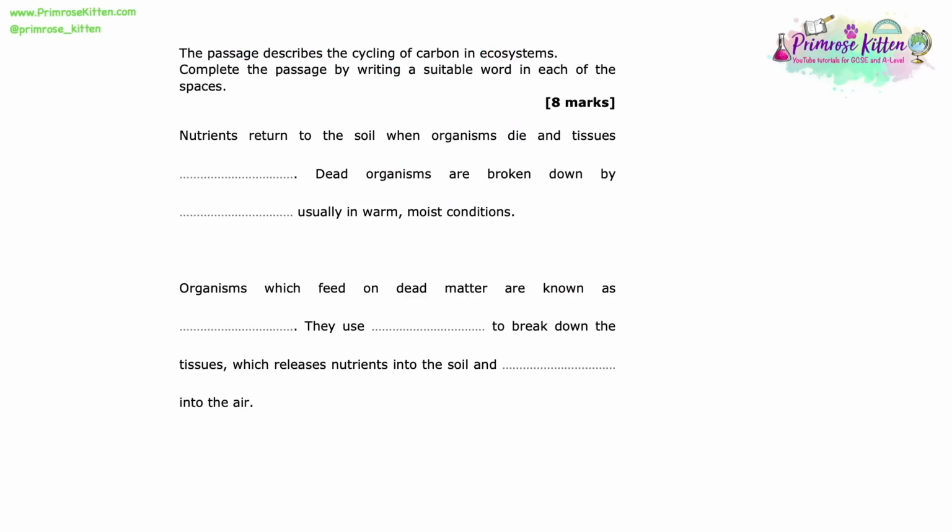The passage describes the cycling of carbon in ecosystems. Complete the passage by writing a suitable word in each of the spaces. So the cycling of carbon in ecosystems is just a long way of saying it's the carbon cycle. So when you get these kind of fill in the gap long paragraph questions, and they've not obviously given you the words, you have to think about them yourself.